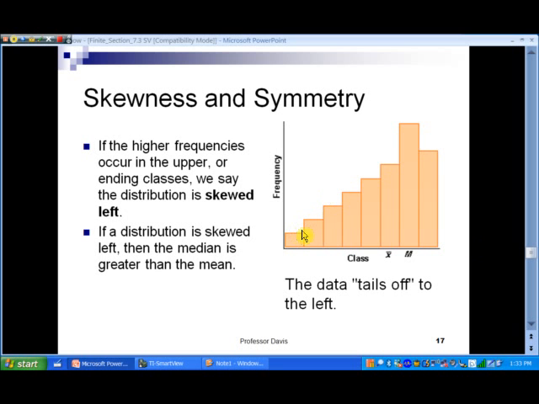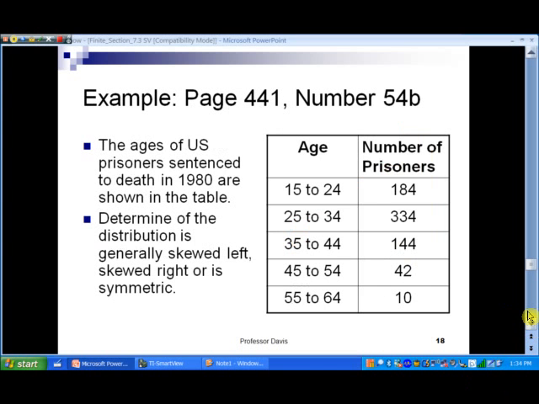All right, so the data tails off to the right, so we say the distribution is skewed right. Conversely, if the higher frequencies occur in these latter classes in a histogram, we say the data is skewed left because it has a left tail. It tails off to the left side. And whenever this is the case, we can see that the mean value is always going to be smaller than the median. The mean is smaller than the median.